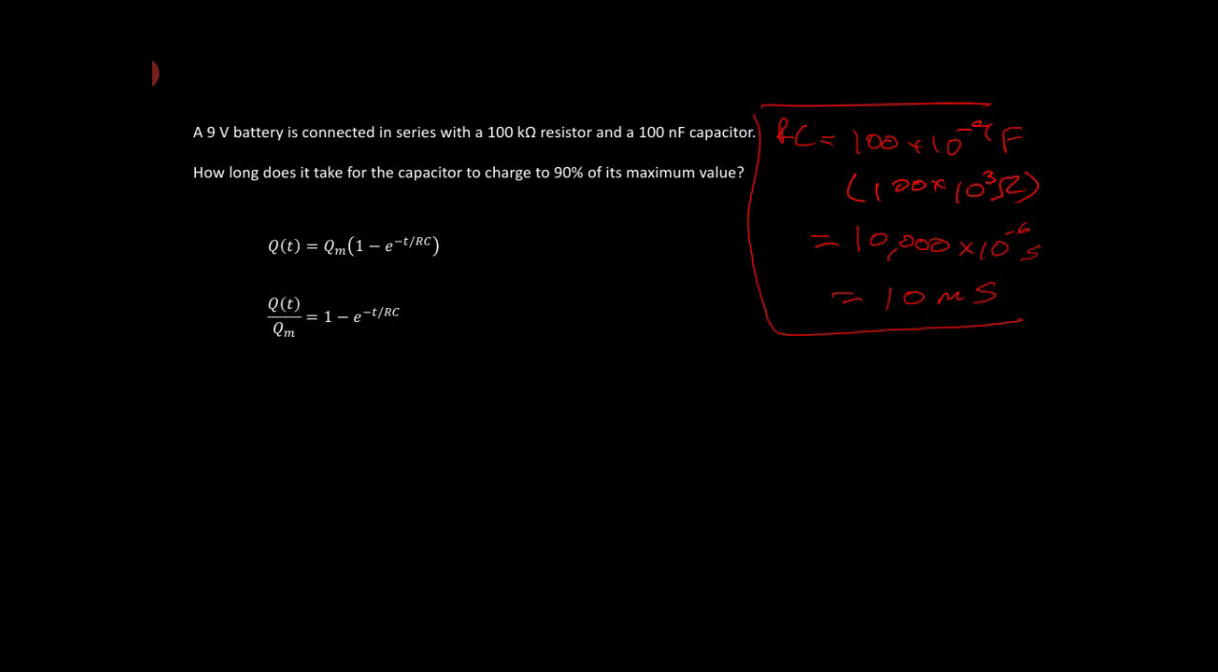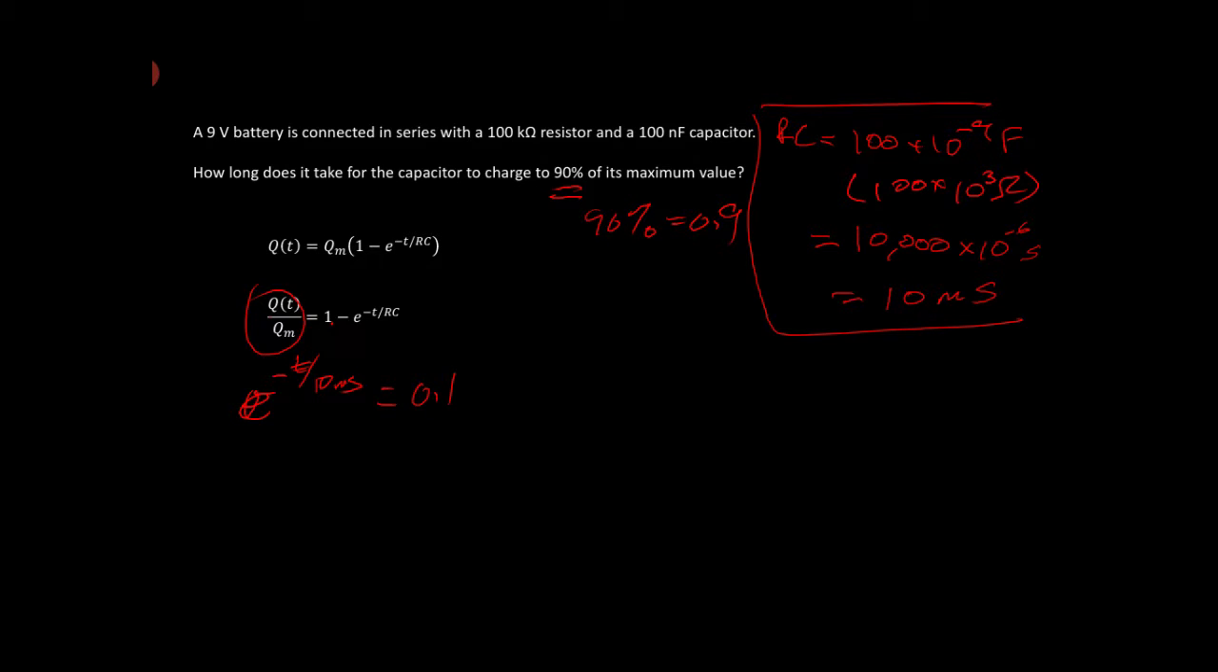Let's see what we can do with the rest of this. All right, so we can take that in here and put it in for RC. Q(t) over QM, that was 90%, so we've got 0.9. And so we have 1 minus 0.9. So what we're going to have is e to the minus t over RC, which is 10 milliseconds, is equal to 1 minus 0.9, which is 0.1.